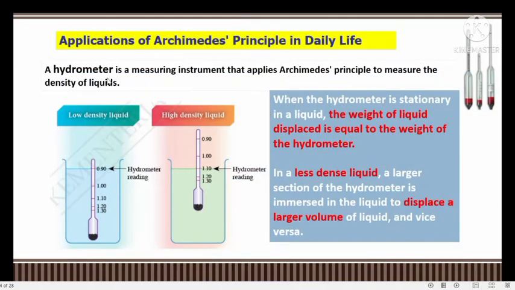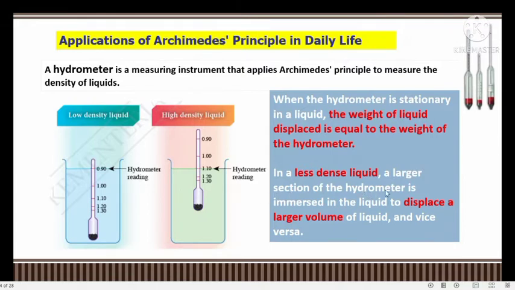The first application that I want to discuss today is a hydrometer. A hydrometer is a measuring instrument that applies Archimedes Principle to measure density of liquids. So when the hydrometer is stationary in liquid, the weight of liquid displaced is equal to the weight of the hydrometer. Later we will discuss further about the forces that act on the hydrometer.